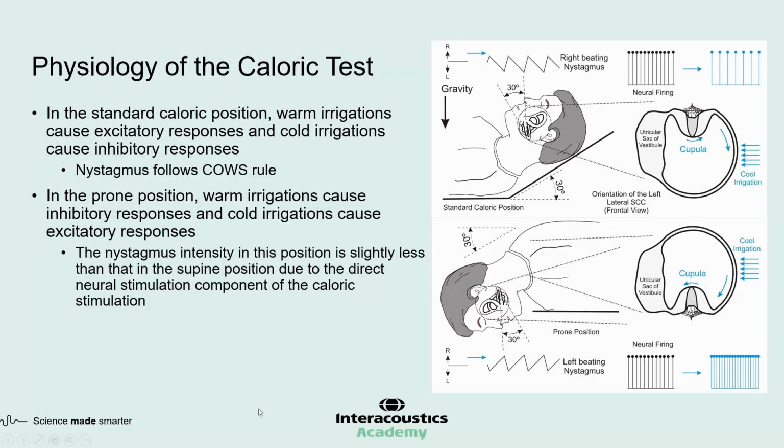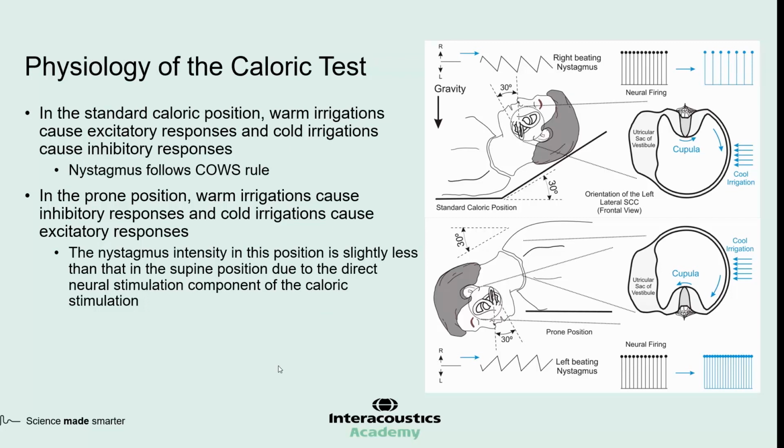The caloric stimulation has two components. One of them is the gravity-dependent component, which I just described. There's another component, which is a direct stimulation of the nerve. Direct neural stimulation, when it's heat, causes an increase in neural activity. When it's cool, it causes a decrease in neural activity. That component is very small, but in these two different head positions, it has a different effect.